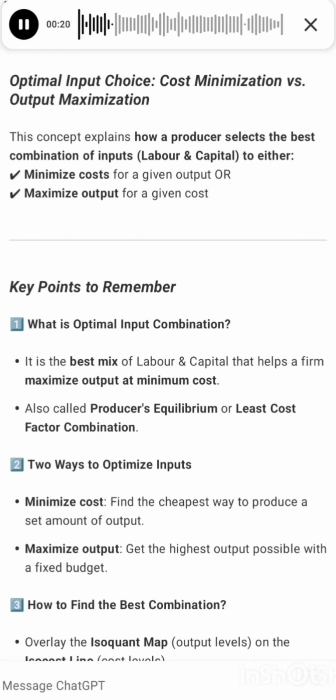1. What is optimal input combination? It is the best mix of labor and capital that helps a firm maximize output at minimum cost, also called producer's equilibrium or least cost factor combination.